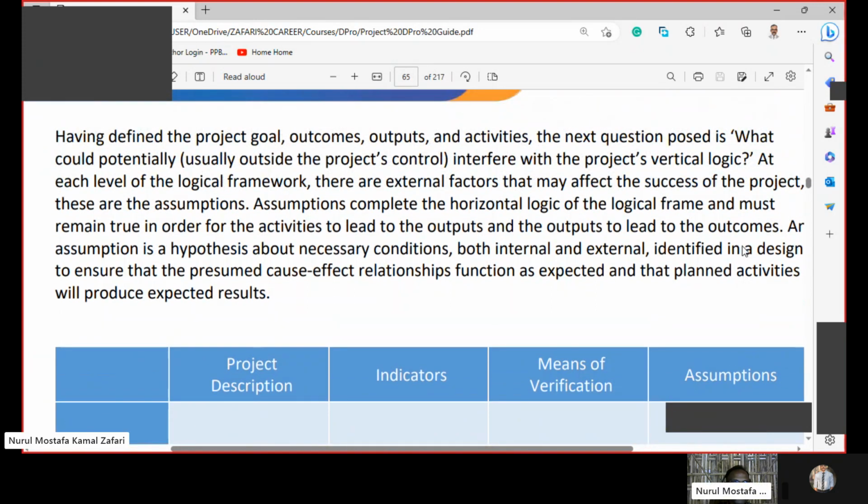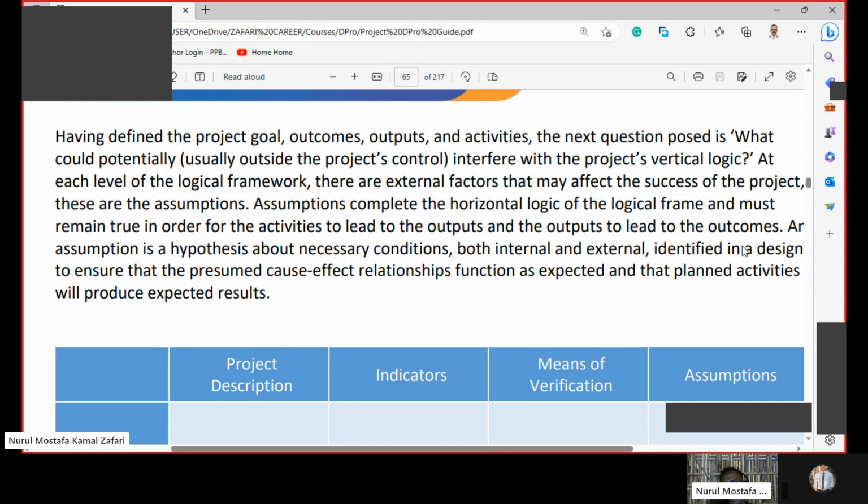Having defined the project goal, outcomes, outputs, and activities, the next question posed is, what could potentially, usually outside the project's control, interfere with the project's vertical logic? At each level of the logical framework, there are external factors that may affect the success of the project. These are the assumptions.